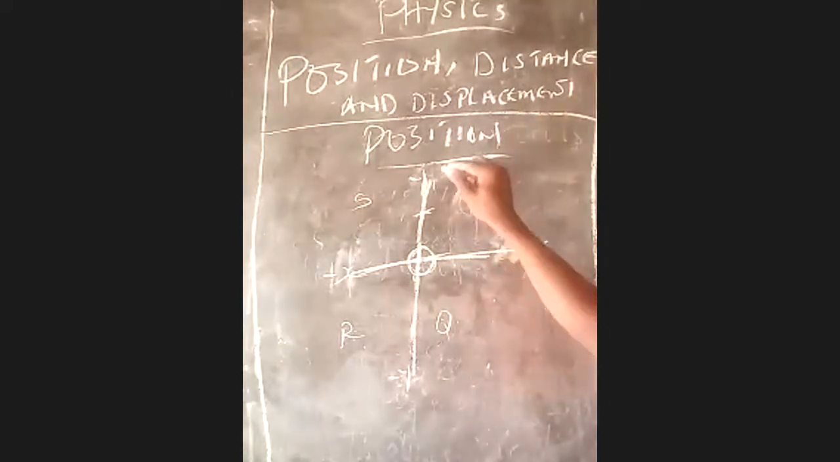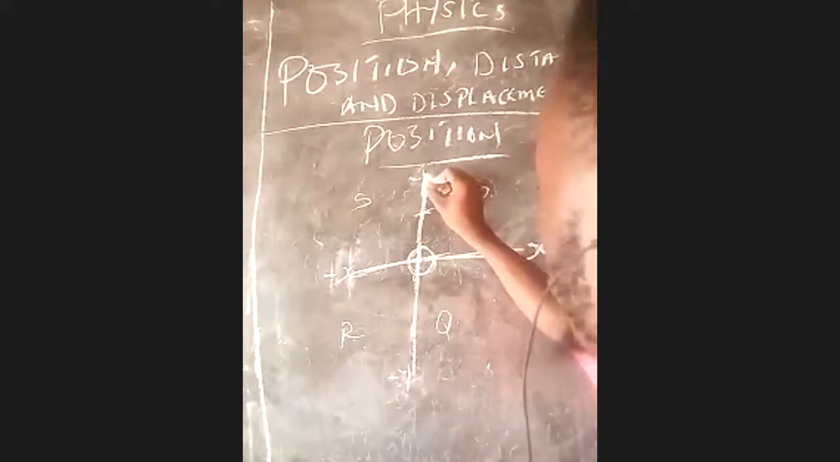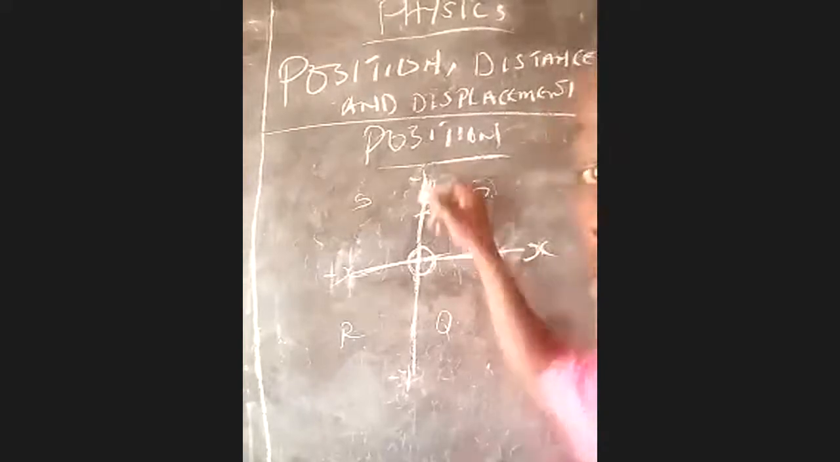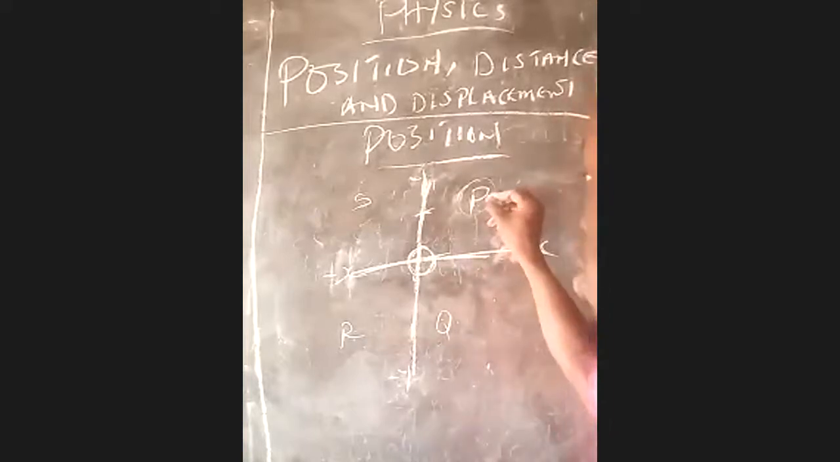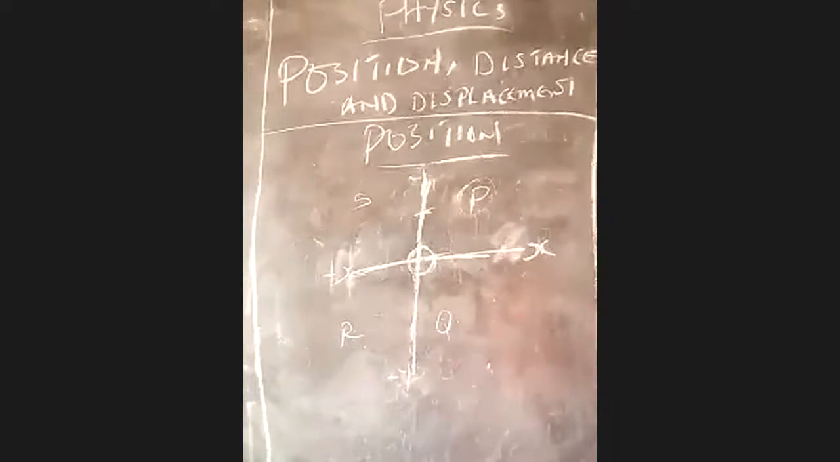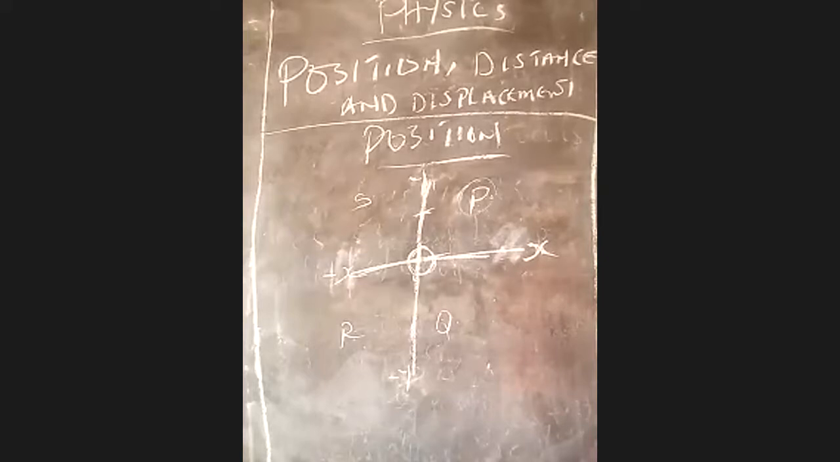So to get the position of this P in this cross-section line, it is determined by the two coordinates S and Y. Without getting the two coordinates S and Y, there is no way you can get the position of this point P.